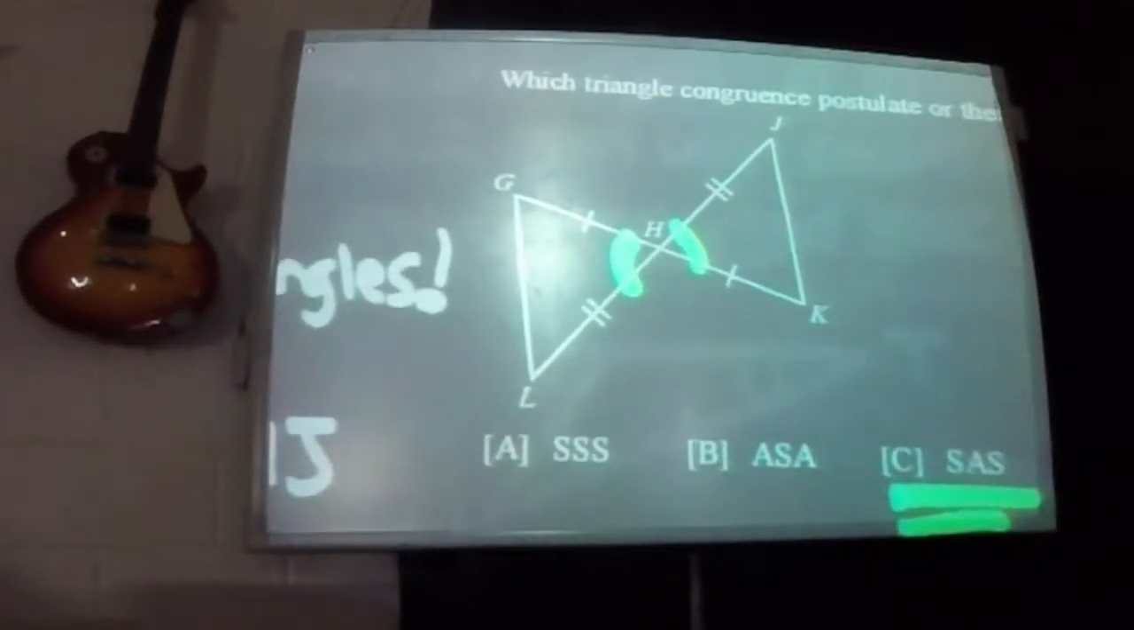Okay, so that's two. What was our first triangle congruence postulate? Side, side, side. SSS. If you've got three sides congruent to three sides, we're congruent. What's the second one? SAS. You've got two sides and the angle between them congruent to two sides and the angle between them, you've got SAS. Now we've got AAS.